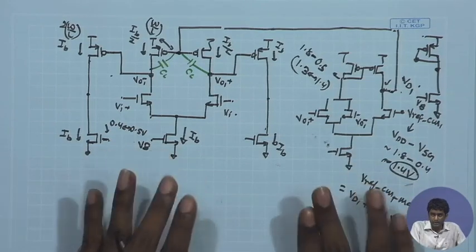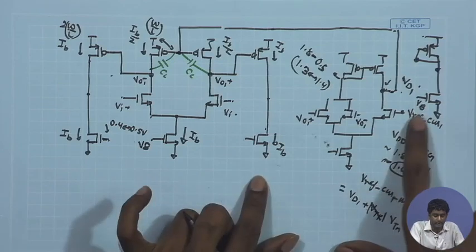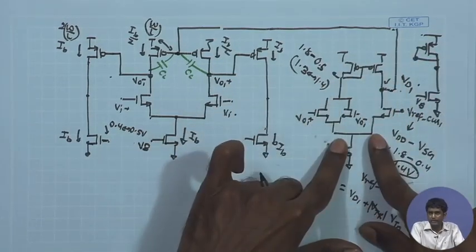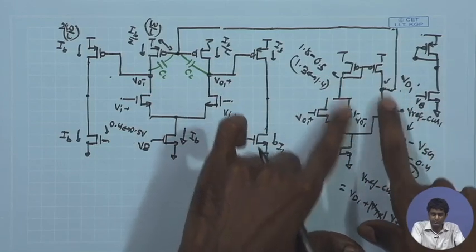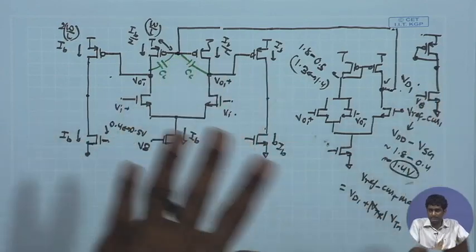Any doubt in whatever I just did regarding the DC biasing, regarding choosing the VREF, and why this particular amplifier with NMOS as input and PMOS as load is suitable for biasing this PMOS gate?